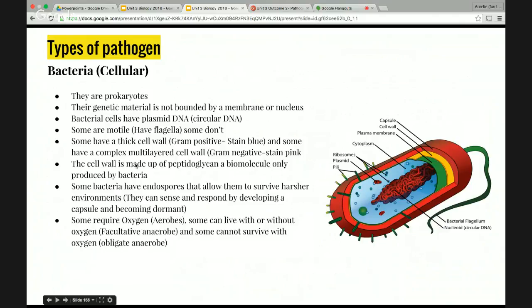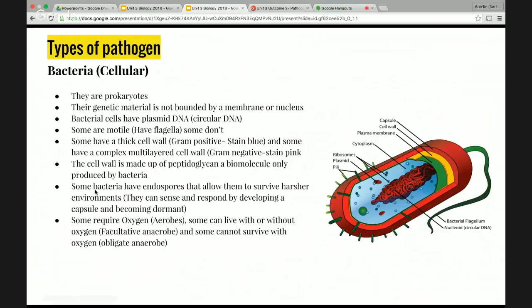The cell wall is made up of peptidoglycan, which is a biomolecule only produced by bacteria. Okay, so that cell wall you see there is made up of a special molecule called peptidoglycan. It is different to what the cell walls of plants are made of. Plant cell walls are made of cellulose, whereas bacterial cell walls are made of peptidoglycan.